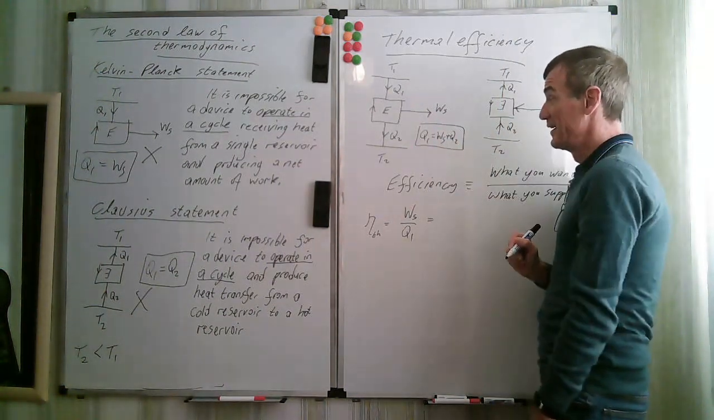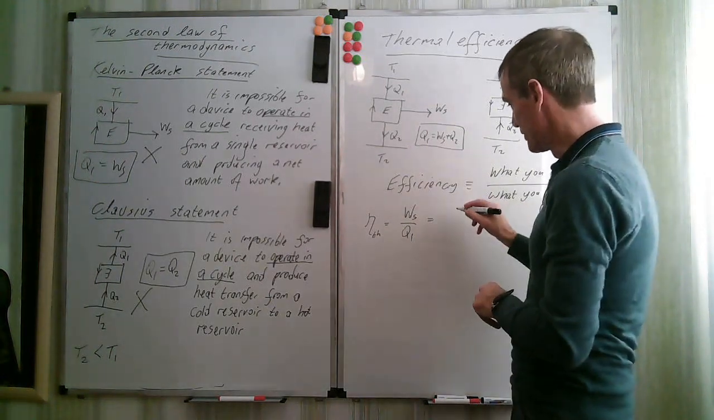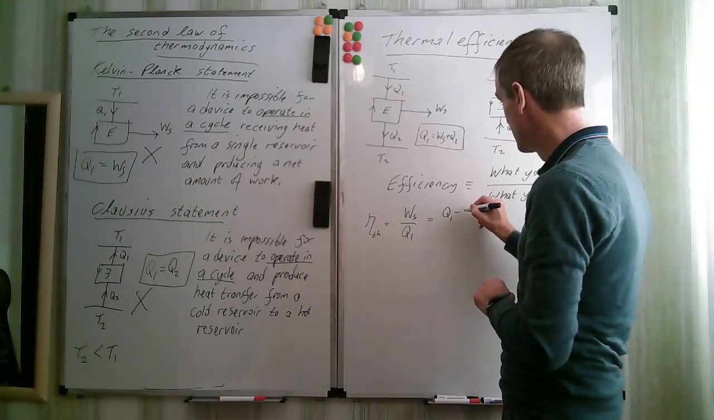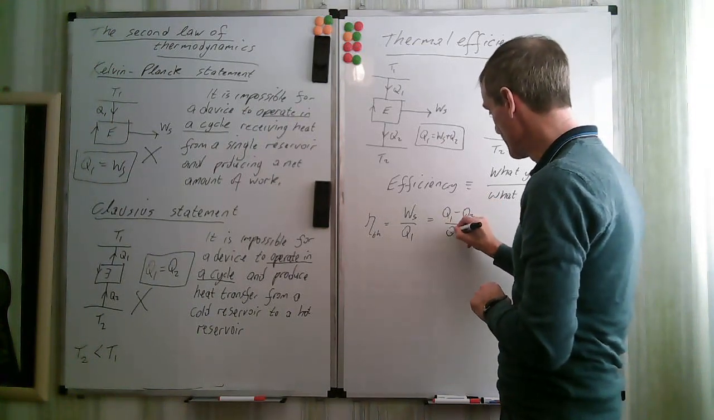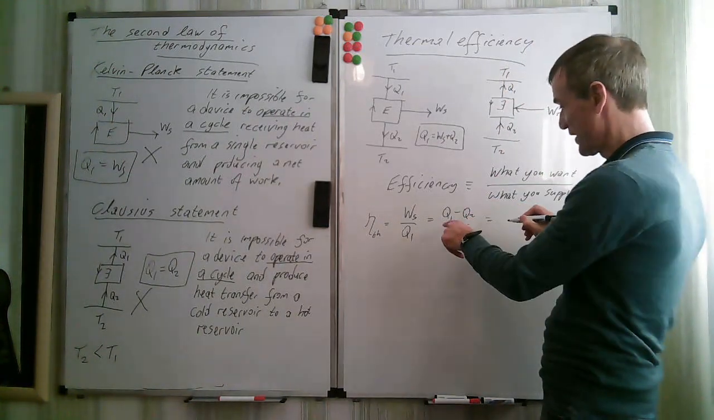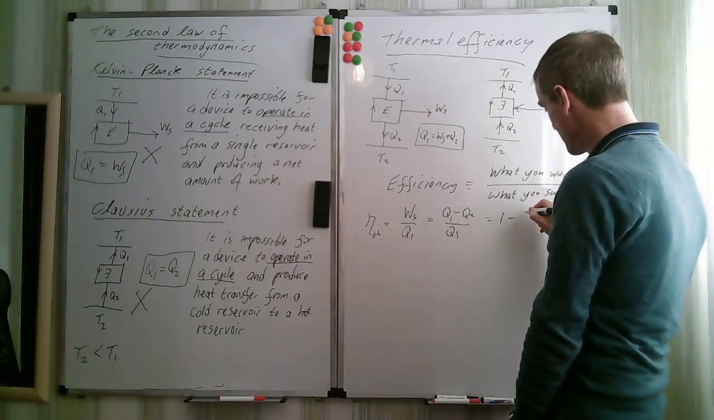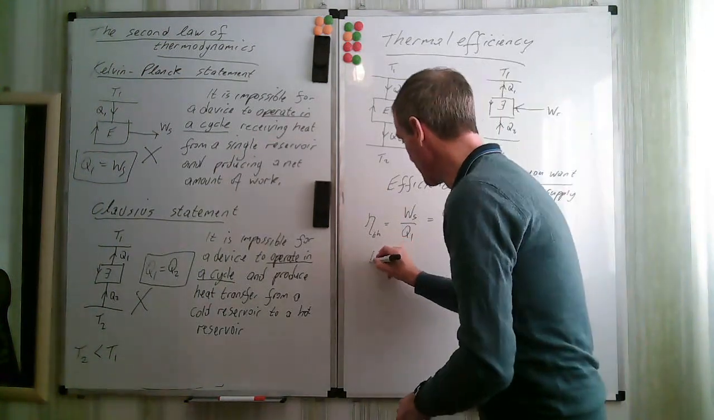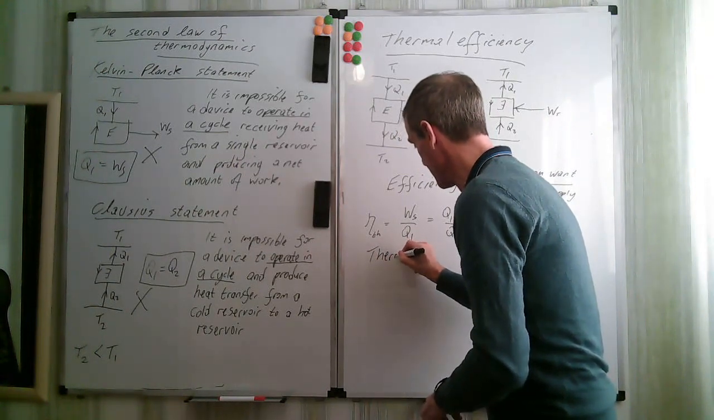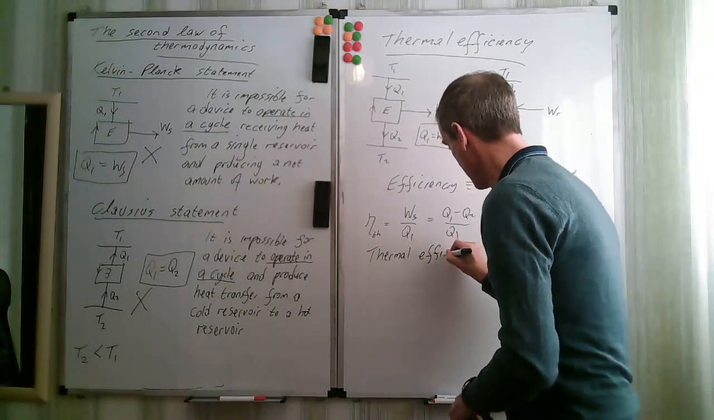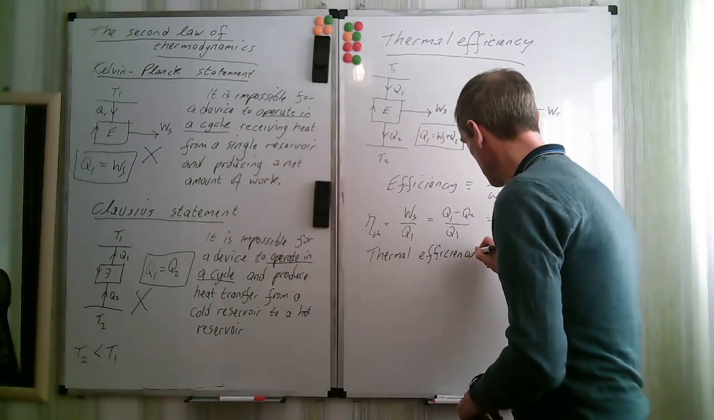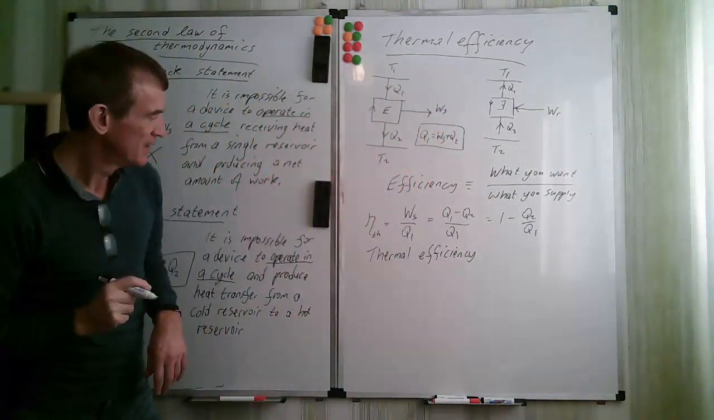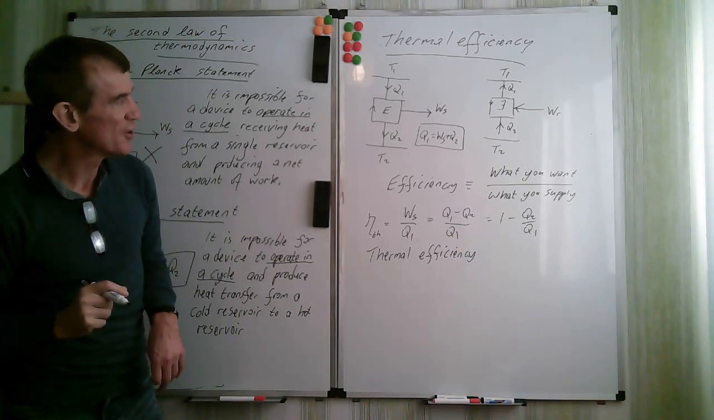So WS is equal to Q1 minus Q2, over Q1. I can divide top and bottom by Q1 to get 1 minus Q2 over Q1. So that's my thermal efficiency. Thermal efficiency is given by that ratio: 1 minus Q2 over Q1.